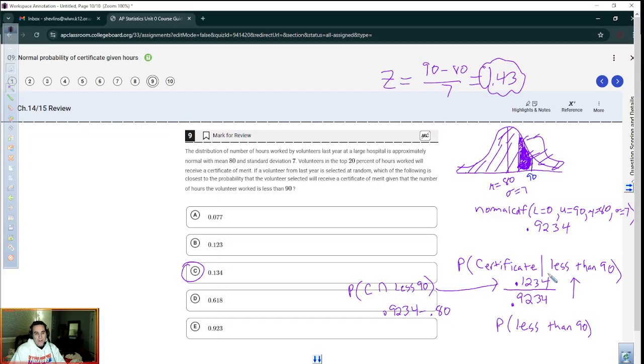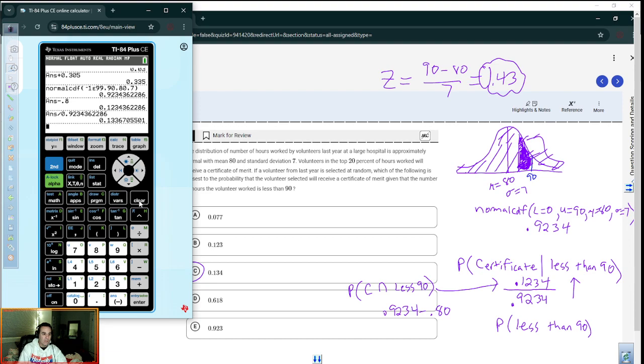So yeah, normal CDF could be. It's probably not going to be on more than one problem, but it could be. It can even come up on FRQs, you guys. So just be ready. Look up your normal CDF command again. Remember how to hit it. You're going to go second variable button, normal CDF. Never use normal PDF, always normal CDF.